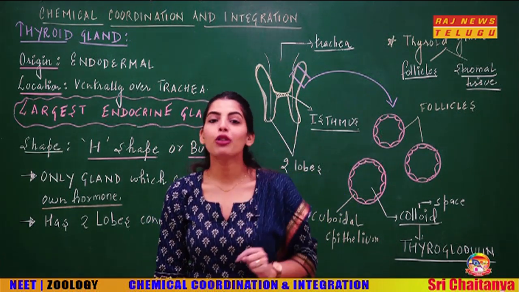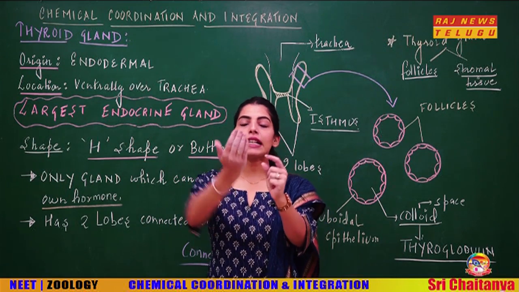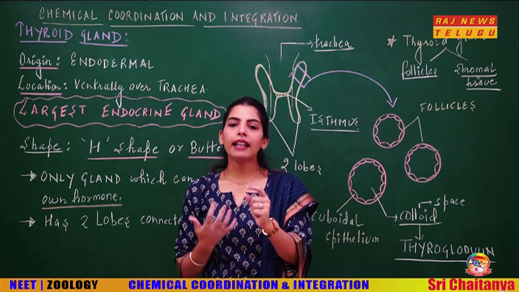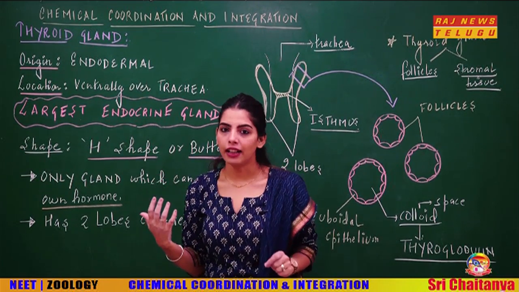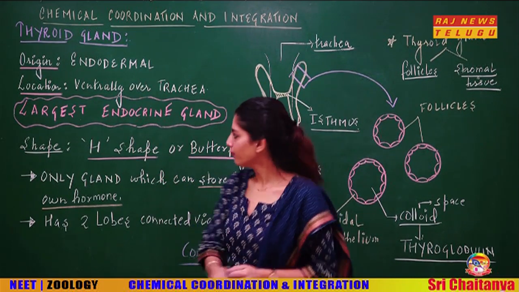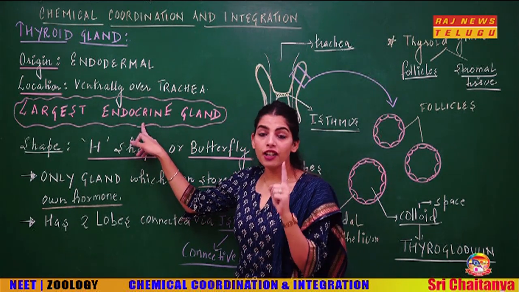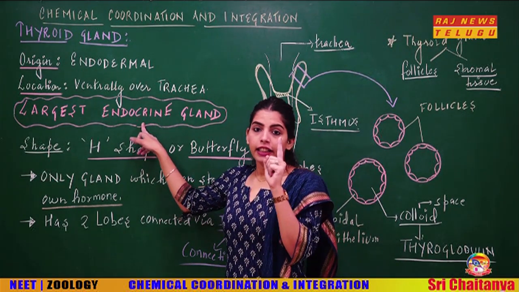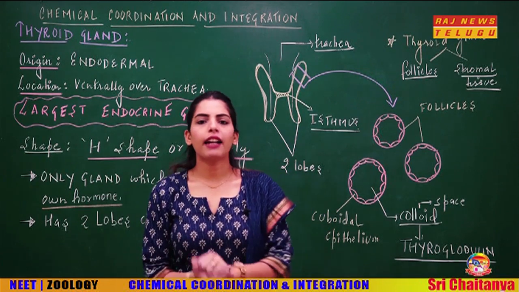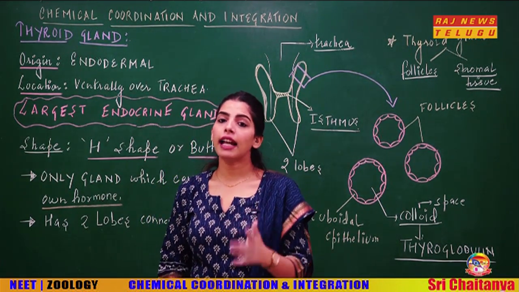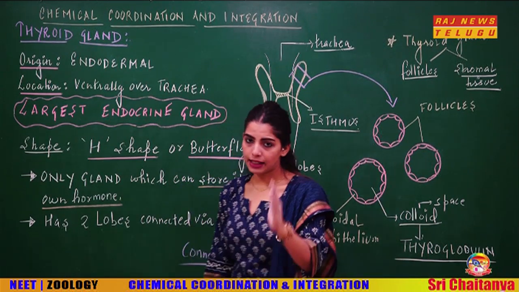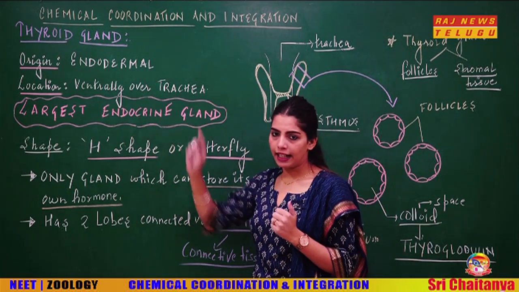We would also be looking at the gland located behind the thyroid gland, that is the parathyroid gland. We are going to discuss this later. Students, this is the largest endocrine gland. If you are asked for the largest gland, that is definitely the liver. But if asked for the largest endocrine gland, that is the thyroid gland.